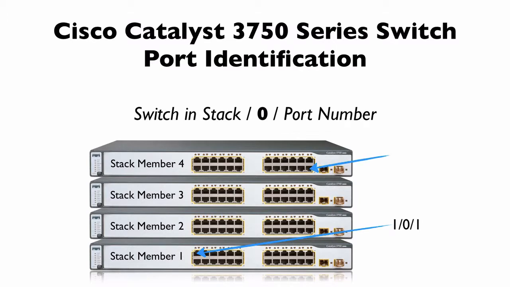Let's say that we are working with a StackWise stack of switches, and we're trying to configure a port on stack member 4. Well, the first number is going to be a 4. That's the switch number in the stack. The next number is going to be a 0, and the next number is going to be a 24. 4/0/24. Now, this is for a Cisco Catalyst 3750 series of switch.